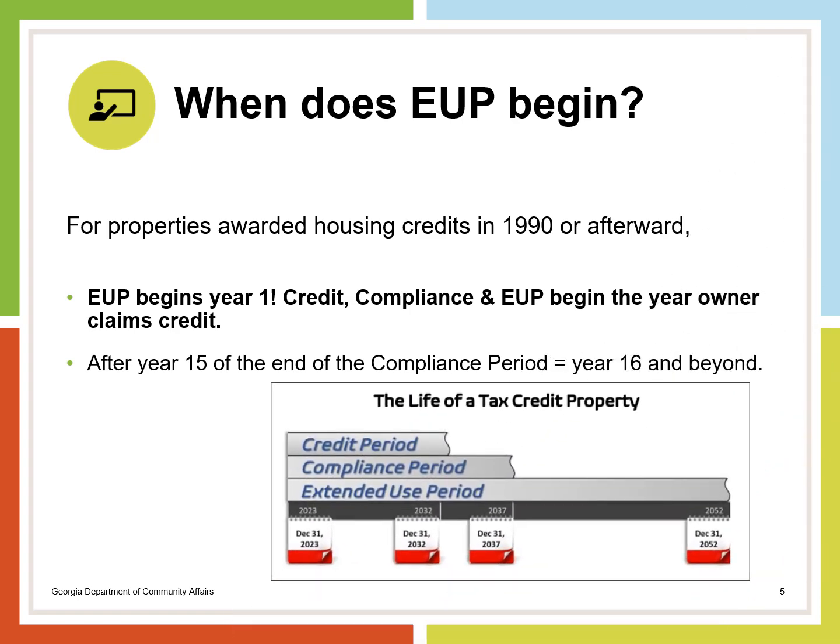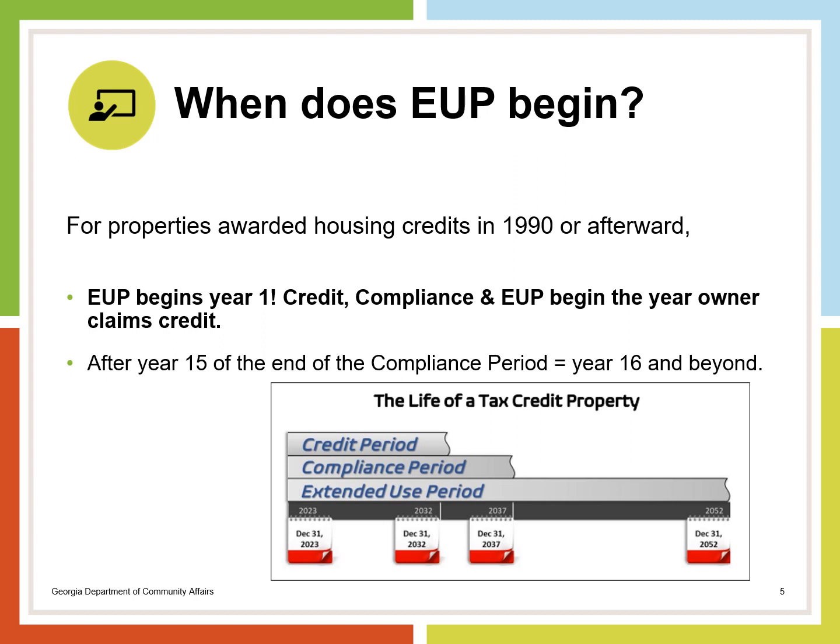So let's take a look at this example from the DCA LIHTC and HOME Compliance Manual using some real dates. An owner claims credit on December 31st, 2023. Just because the credits were claimed on the last day of December, you cannot discount 2023 and decide to start the life of the tax credit property on the first of the following year. Therefore, the credit period ends December 31st, 2032, after 10 years.